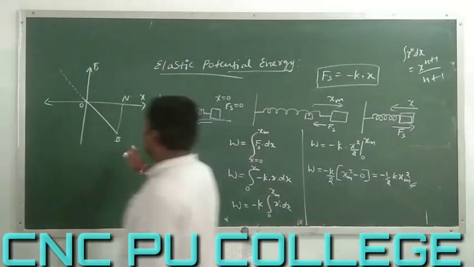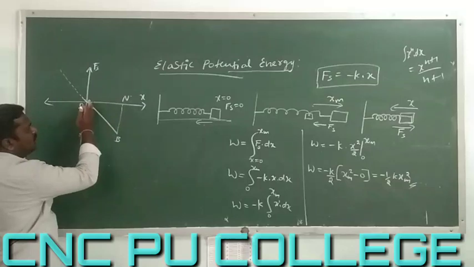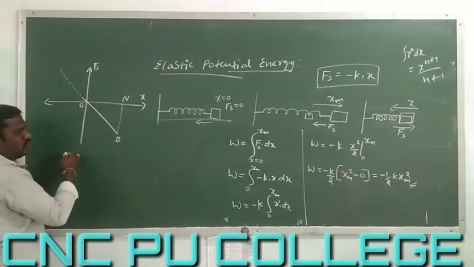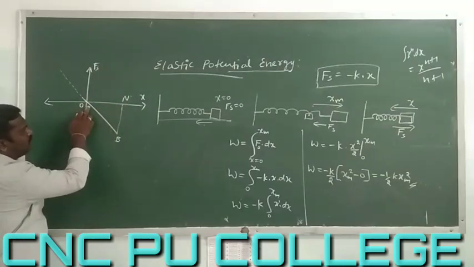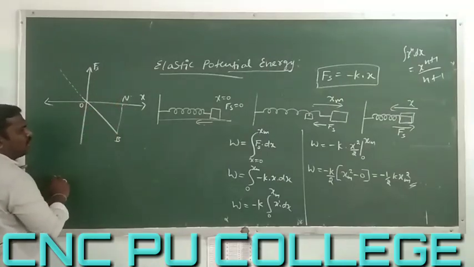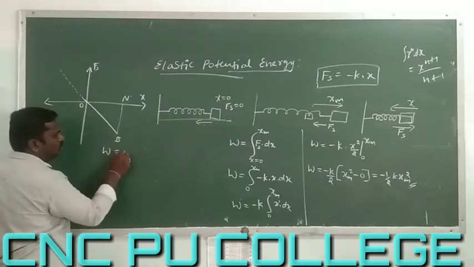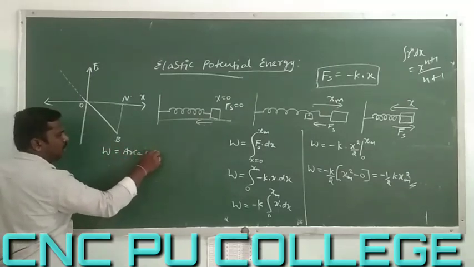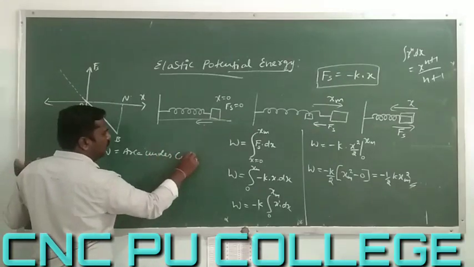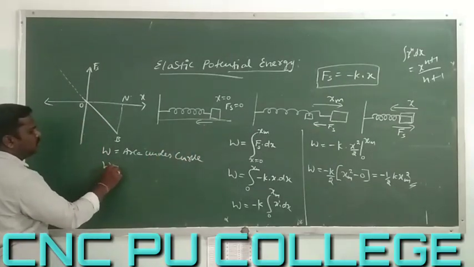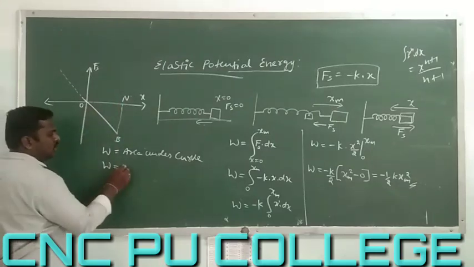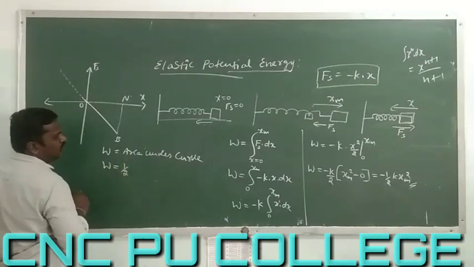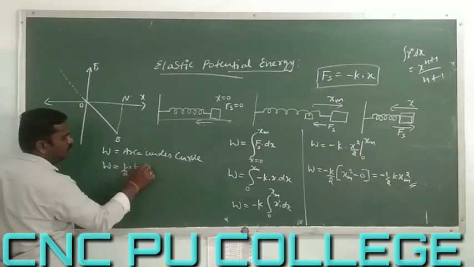So in case of stretching, the displacement is positive and the spring force is negative. So we got the area under the curve. We have to find this area of OBN. For a triangle, work done is equal to the area under the curve. So W is equal to, here we have the triangle OBN, half into base into height. There is a formula for the area of a triangle. So the area under the curve is nothing but a triangle: half into base into height.